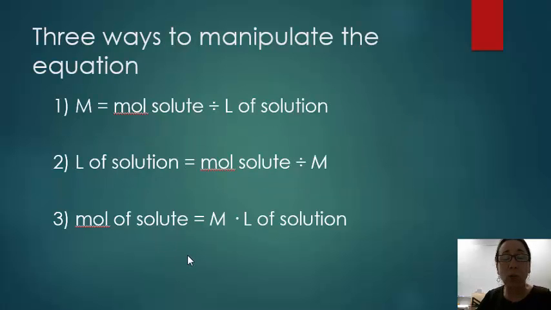If we look at this equation, we can see there are three ways to manipulate it since there are three variables. We can solve for molarity if we're given moles of solute and liters of solution. We can solve for liters of solution if we're given moles of solute and molarity. And we can solve for moles of solute if we're given molarity and liters of solution. I really recommend you write these three different equations down, because as you go through your molarity problems, you're going to be using one of these three, and you have to use the right one to get the right answer.